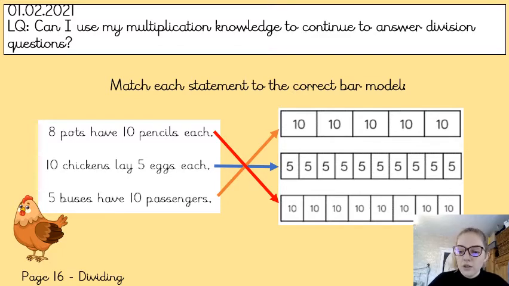The method that I would have used is, I know that 8 times 10 is 80, so I would have had a look on the bar model where there are 8 blocks of 10. The same with 10 chickens lay 5 eggs. I know that 10 times 5 is 50, so I would have had a look and counted up using my 5s to when I got the answer 50. And 5 buses had 10 passengers. Again, I know that there are 5 buses, so there are going to be 5 boxes, each with the number 10 in them.